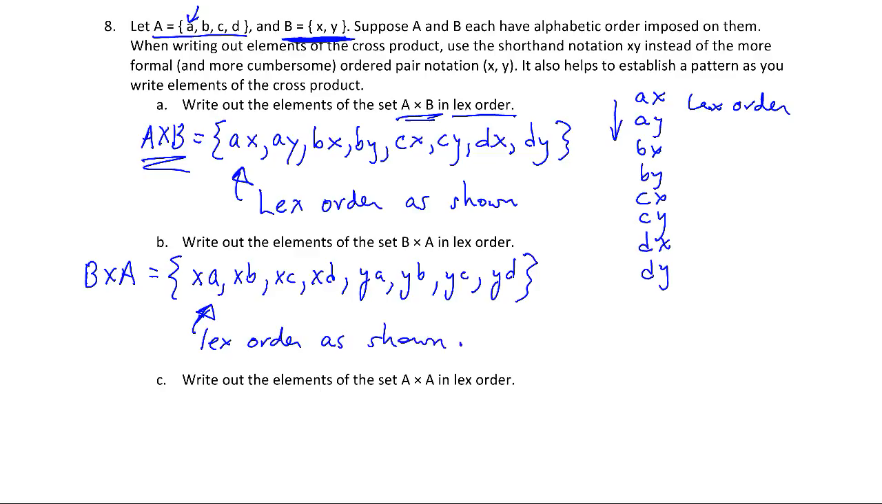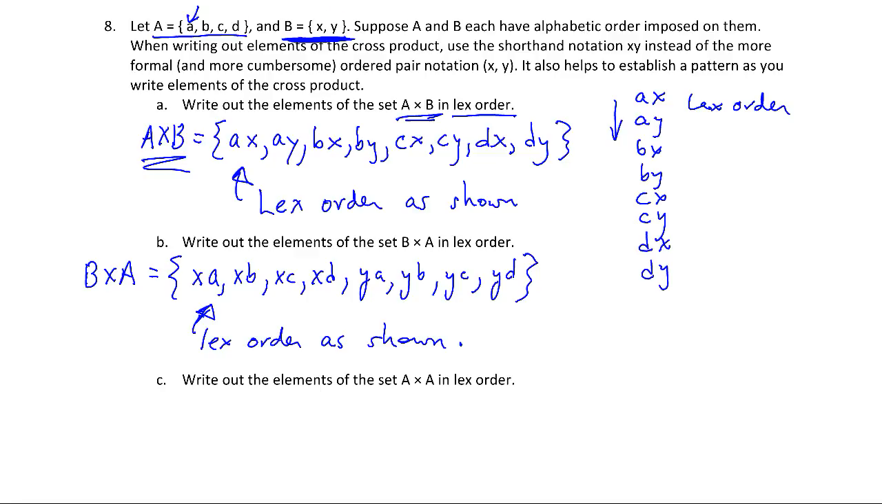Okay, and just to point out, we're using the shorthand notation where we write XY instead of the ordered pair X, comma, Y. And we're also assuming that the sets A and B each have an alphabetic order imposed on them. So this is the alphabetic order A, B, C, D, and X, Y.